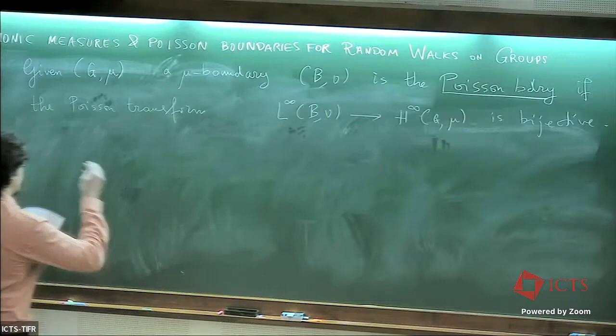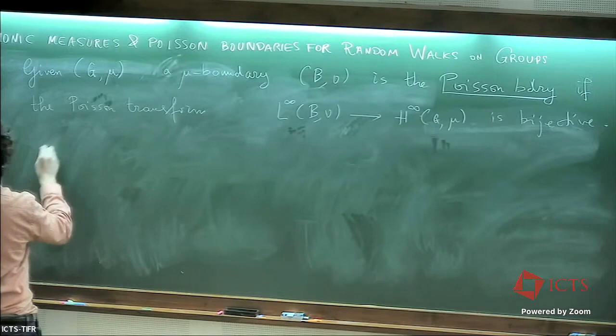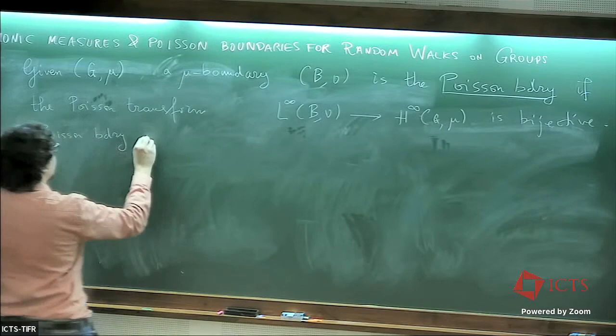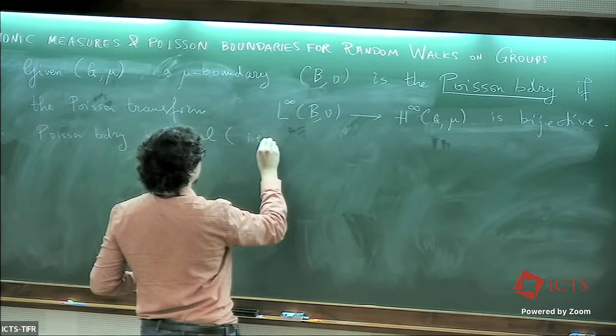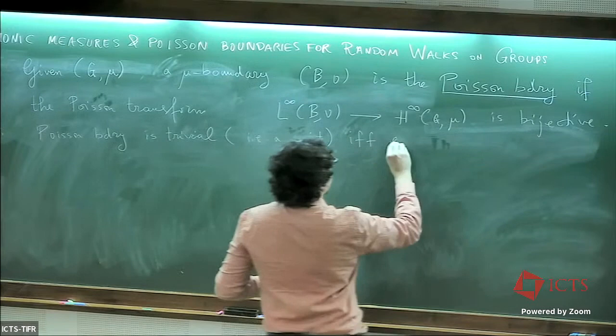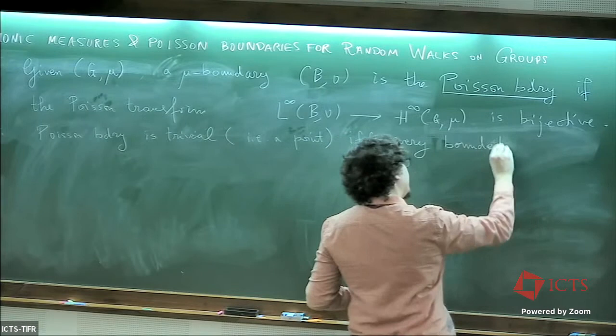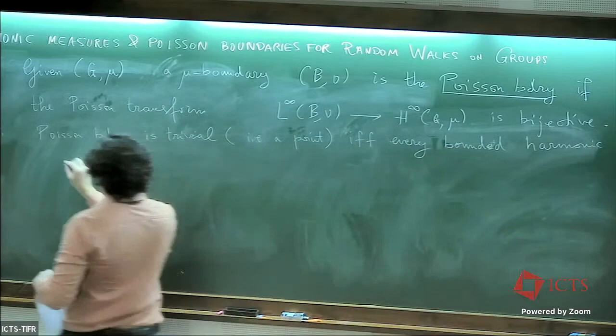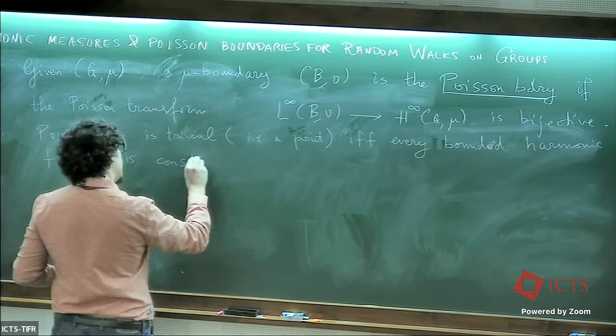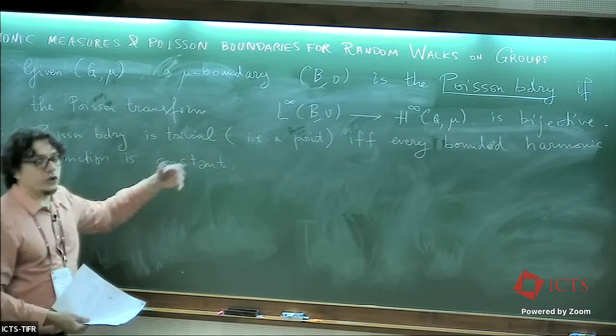So of course, the immediate corollary is that the Poisson boundary is trivial, meaning it's isomorphic to a point with atomic measure, if and only if every bounded harmonic function is constant. Now, that's one way to detect the Liouville property. So if you can prove that every bounded harmonic function is constant, the Poisson boundary is trivial, or vice versa.